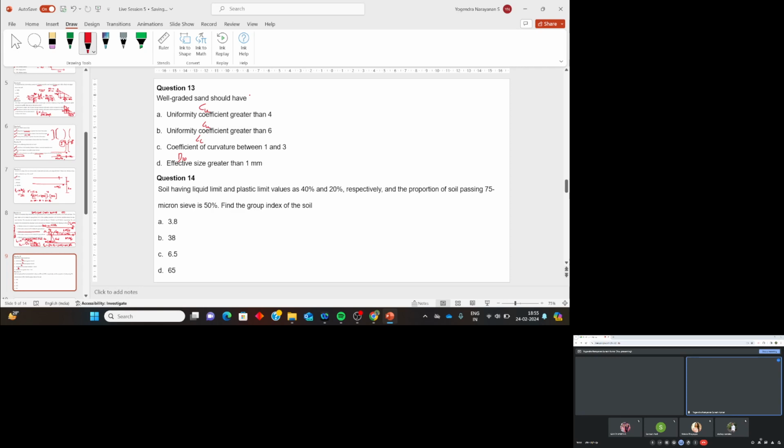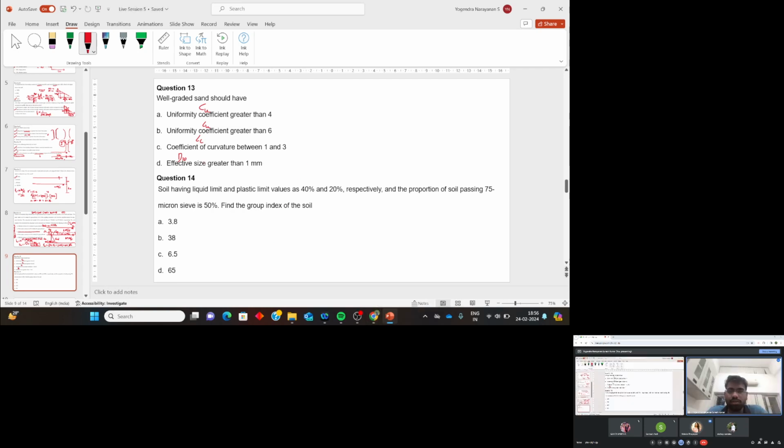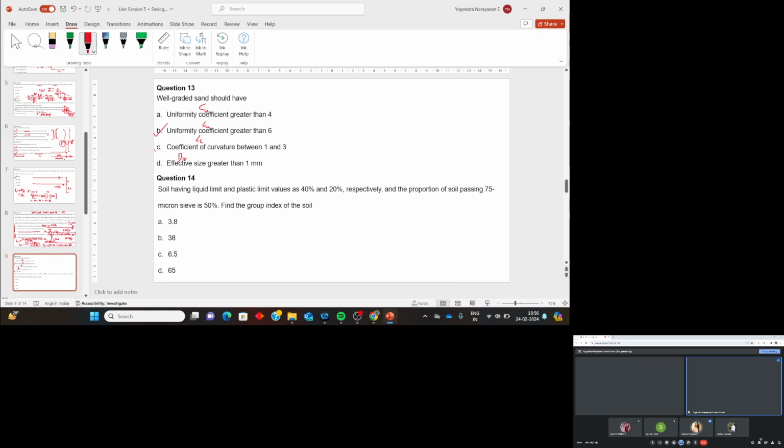B and C. Okay. Any others? Any other options? Yes, B and C. Okay. If it is like this, how will you denote well-graded sand? SW. Yes, W. What is the meaning of this one? It is well-graded sand. SW is well-graded sand. If coefficient of uniformity is greater than 4, it denotes well-graded gravel.